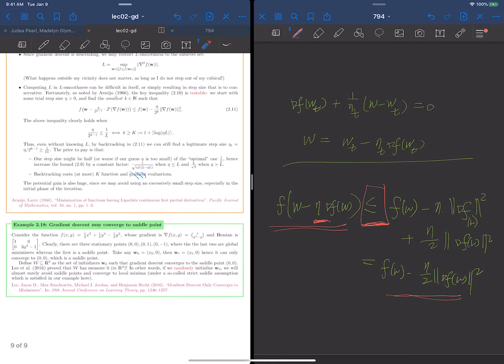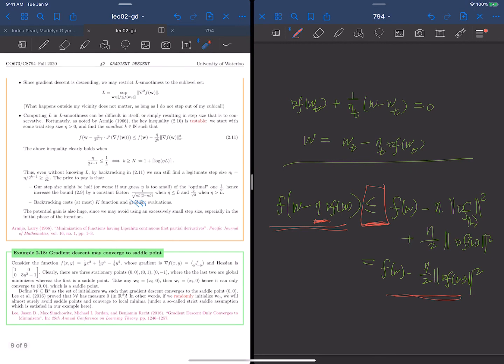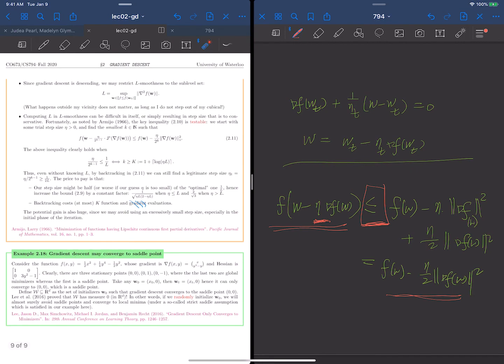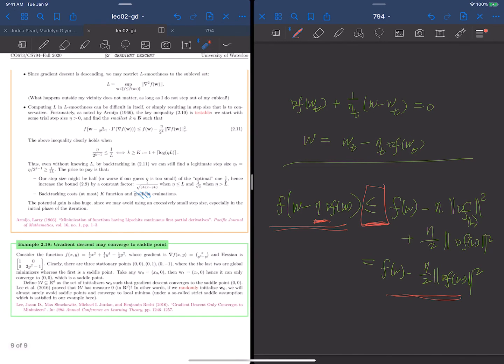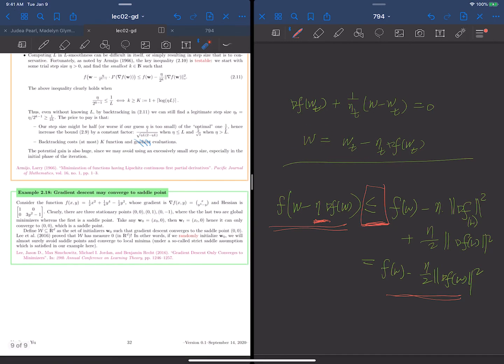All right, so that is a very cool idea to avoid computing the Lipschitz constant L, and yet you can run the gradient descent algorithm with an adaptive step size eta, and usually it actually runs faster than choosing a constant step size or fixed step size.